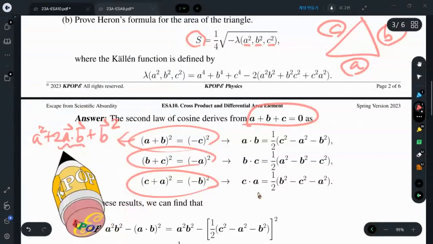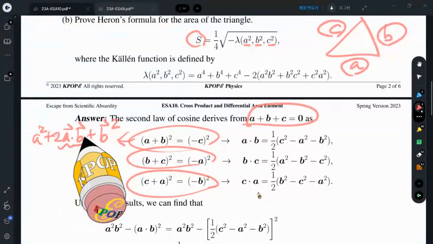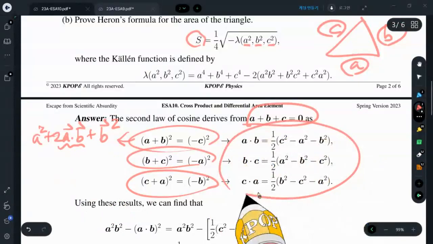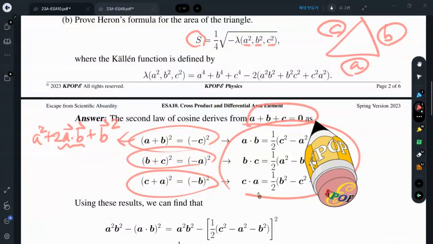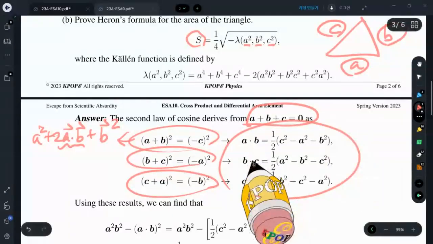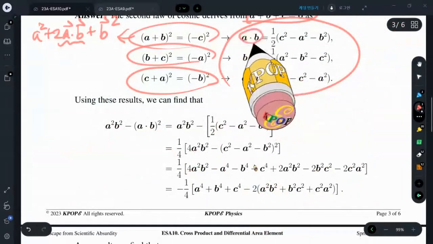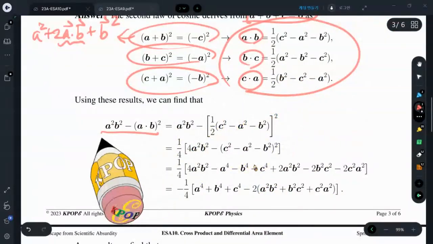I can express this in terms of cosine theta, where theta is the angle between the two vectors. This is nothing but the second law of cosine. You remember in high school you learned the second law of cosine. Using this second law of cosine, I can substitute these into the formulas.